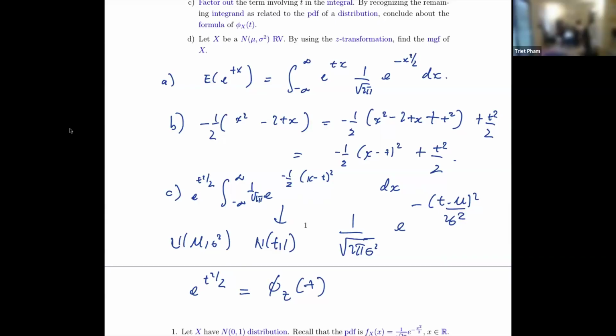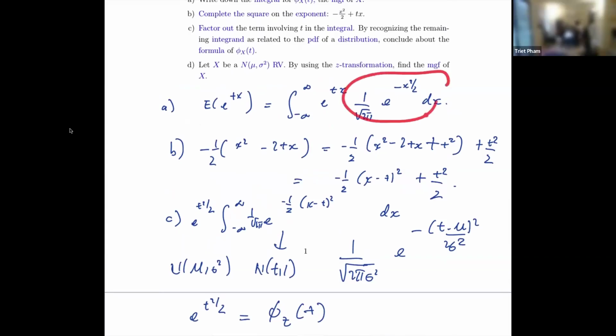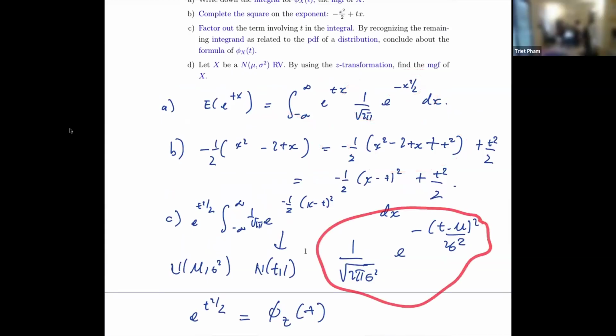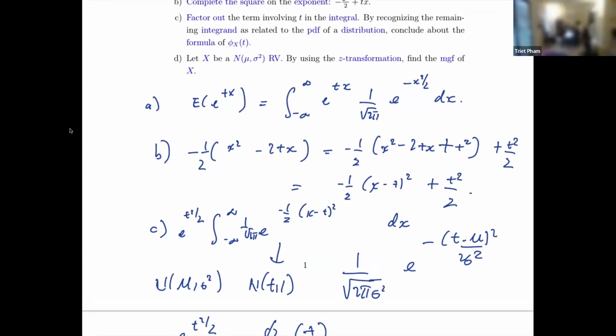Okay, but notice that the calculation here used a simple PDF to make the completing the square easy. But in general, we need to use the PDF for the general normal. But we don't have to repeat the same process for the general normal. By using the Z transformation, we can do something much easier. That's part D. Use the Z transformation, find the MGF.